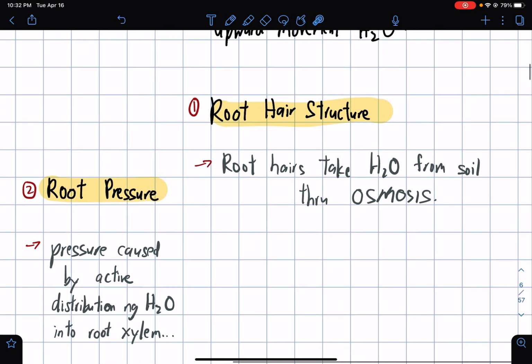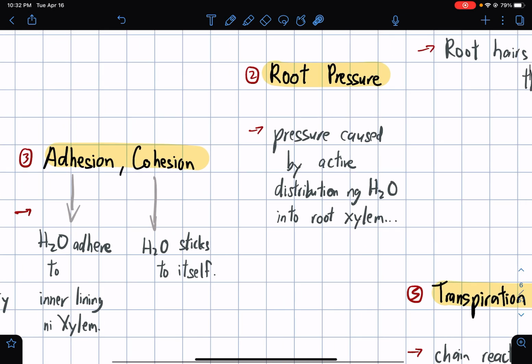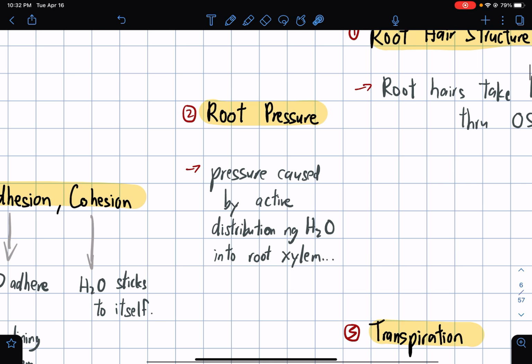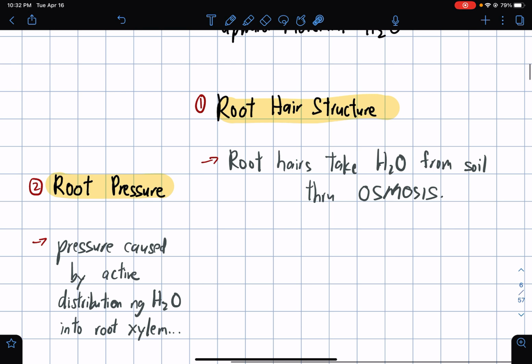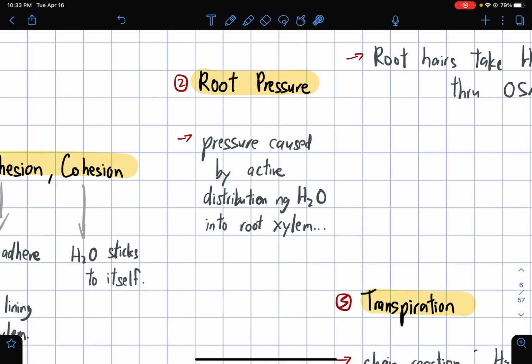Better to memorize. Root pressure is caused by the active distribution of water into the root xylem. I want to explain more about number one. Root hairs take water from soil. We already know this. Roots from below get water coming from the soil through osmosis. So the new idea here is that the process is made possible through osmosis. For root pressure, the active distribution of water into the root xylem constitutes pressure.